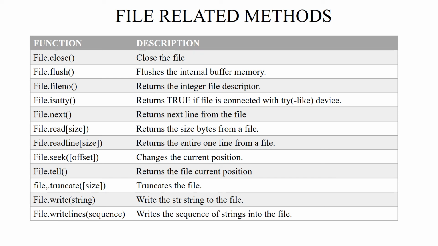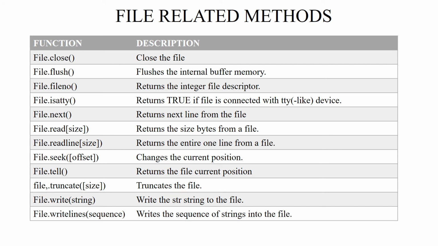Then some of the file related methods that are available in Python. These are some of the various methods which manipulate files. The first one is file.close(). After performing the operations, we close the file. Then file.flush() means it flushes the internal buffer memory. Then file.fileno() returns the integer file descriptor. Then file.isatty() returns true if it is connected to a tty-like device, otherwise it returns false. Then file.next() returns the next line from the file.